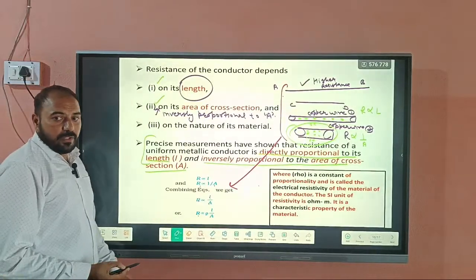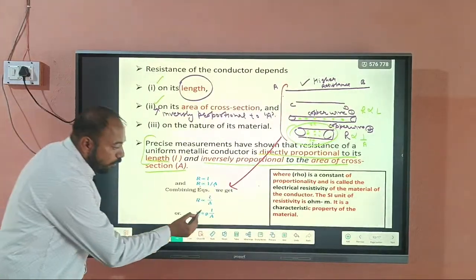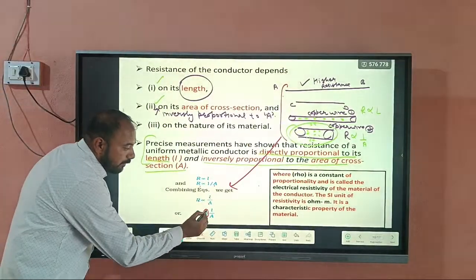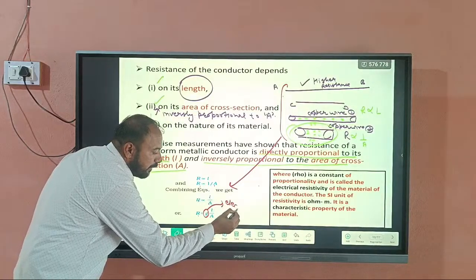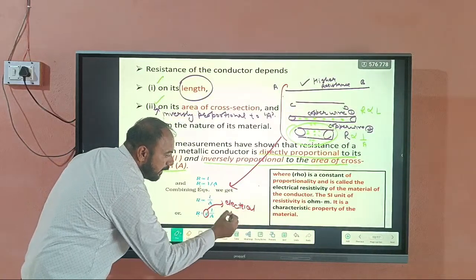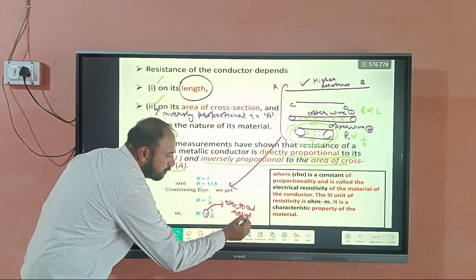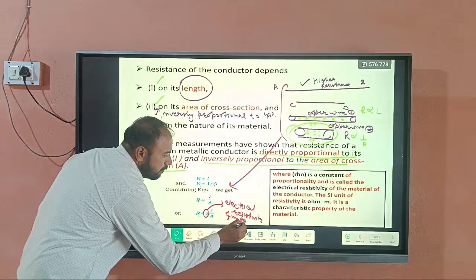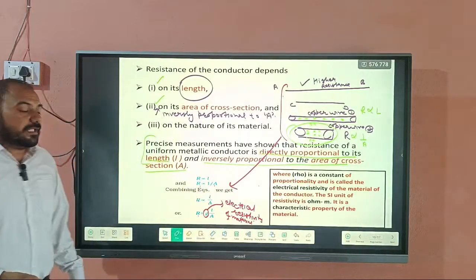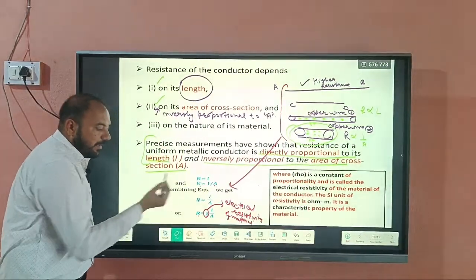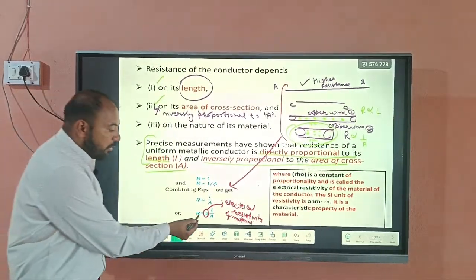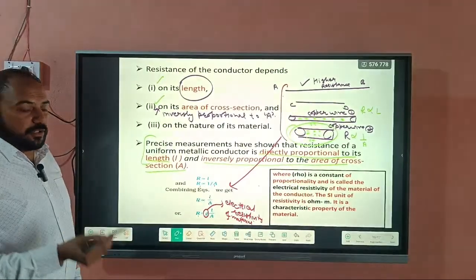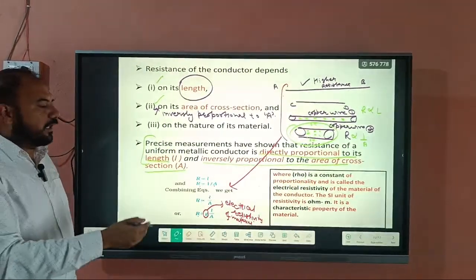So here, what is important? What is rho? Rho is the electrical resistivity of the material. This is the constant of proportionality, and another parameter which depends upon the type of the material. So every material has different resistivity. We study this in the next slide.